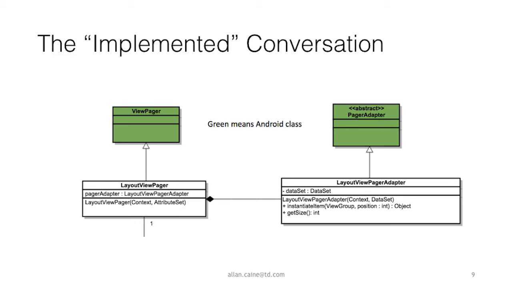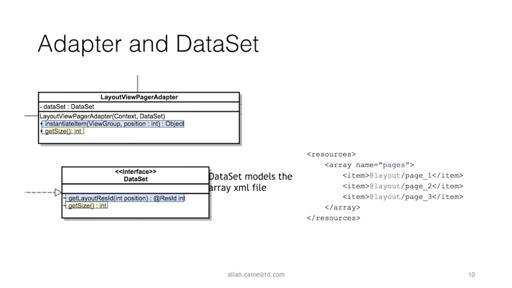The two methods that get called in the conversation are instantiateItem, which will be passed an integer for the position, and that will be done by the LayoutViewPager, as well as getSize, which is going to return the integer representing the number of views that have to be displayed by the ViewPager. It turns out that the LayoutViewPager can't actually answer these questions directly, and that's why it's dependent on this interface called the dataset. So let's take a look at that.